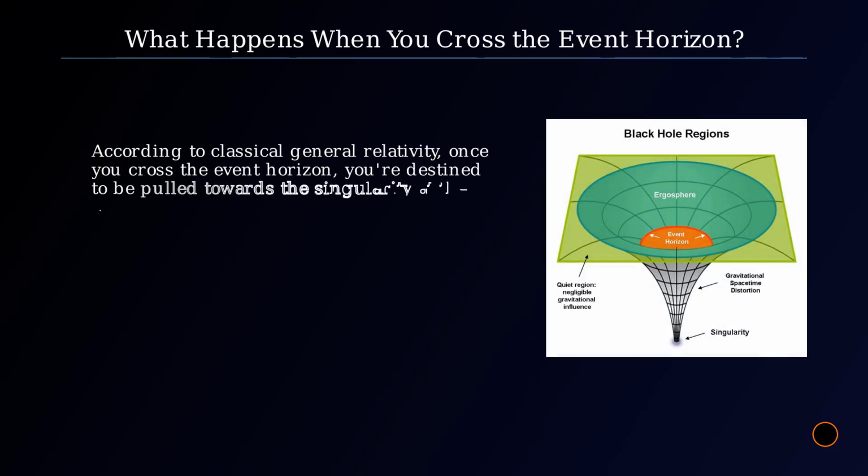What happens when you cross the event horizon of a black hole? According to classical general relativity, once you cross the event horizon, you're destined to be pulled towards the singularity at the center of the black hole.